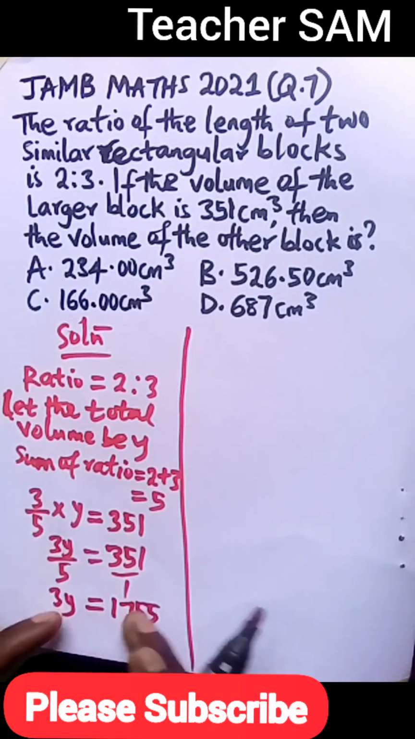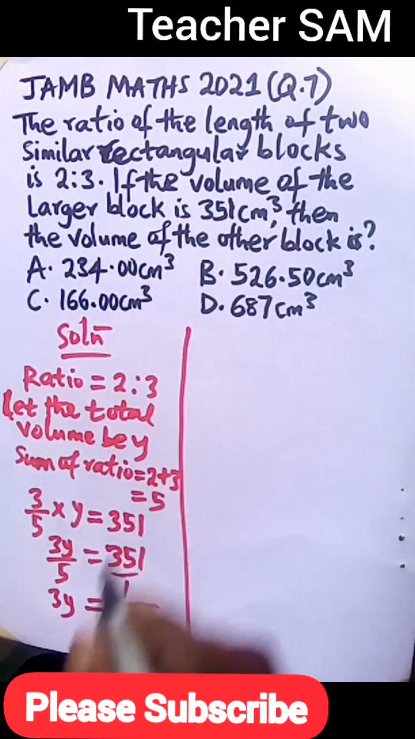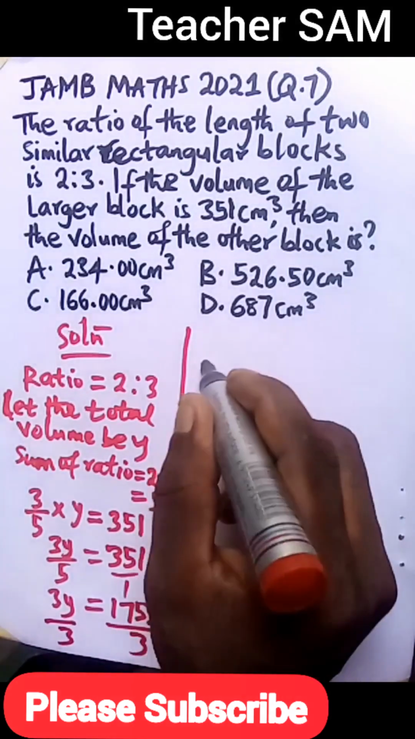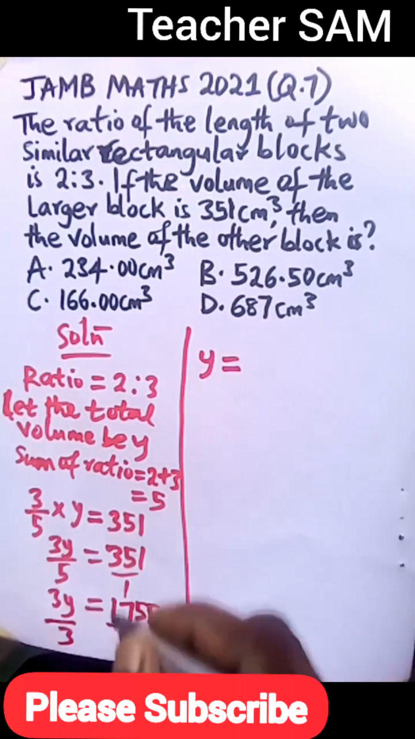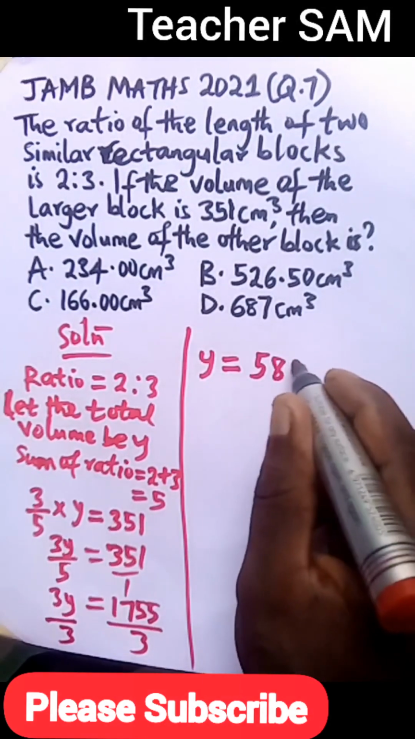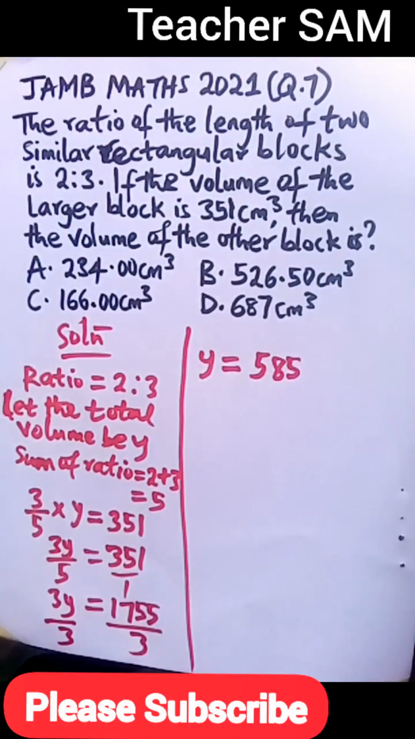So let me take this over to this side. Now if I divide here by 3, I will be left with y equals 1755 divided by 3, you have 585. Now this is the total volume. There are two ways to do the other parts. I'm going to start with the first one and then we'll solve the second way of doing that.